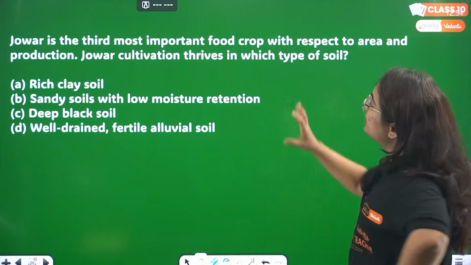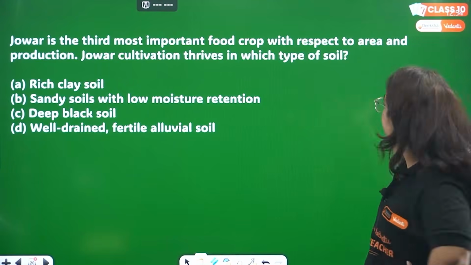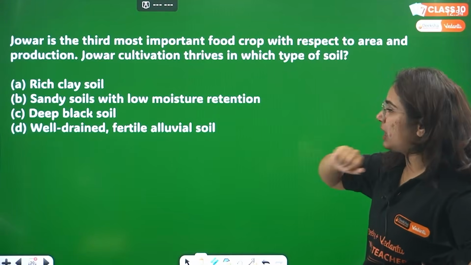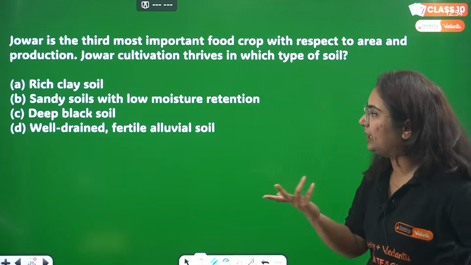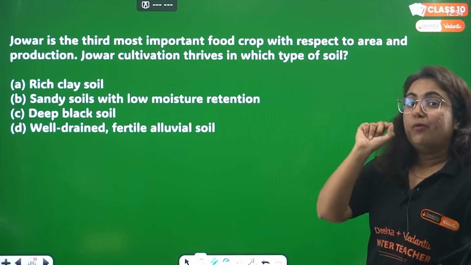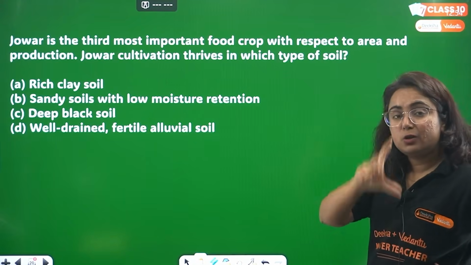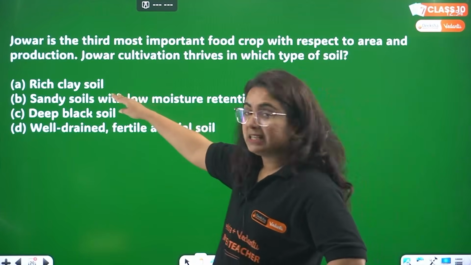Jowar is the third most important food crop with respect to area and production, okay. Jowar cultivation thrives in which type of soil? Now, soil was not given there, but one thing was given there, that it is grown mainly in moist areas. Now, will it be rich clay soil?